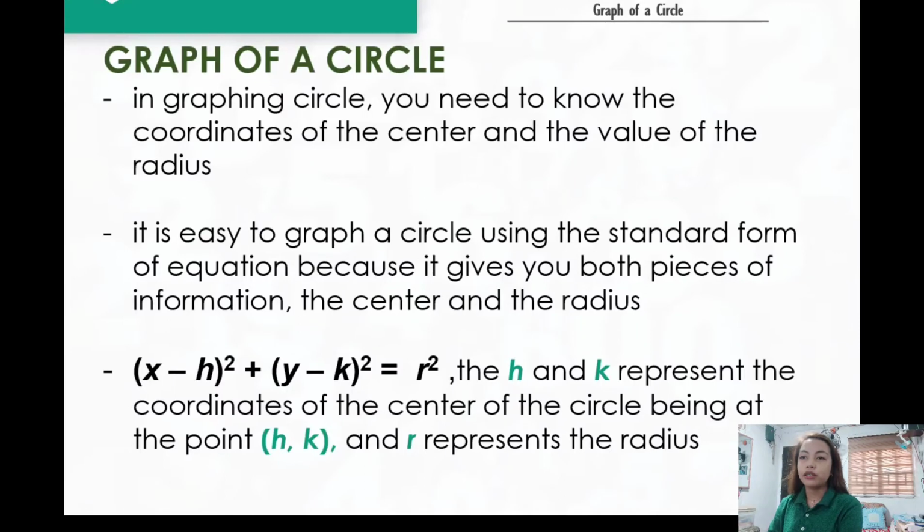So we have here the standard form: (x - h)² + (y - k)² = r². The h and k represent the coordinates of the center of the circle, being at the point (h, k), and r represents the radius. There are three ways to graph a circle. The first one is when the coordinates of the center and the radius are given. So let's have Sir John give you an example.